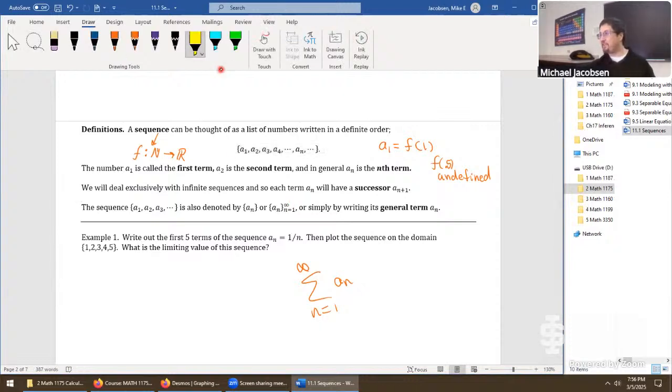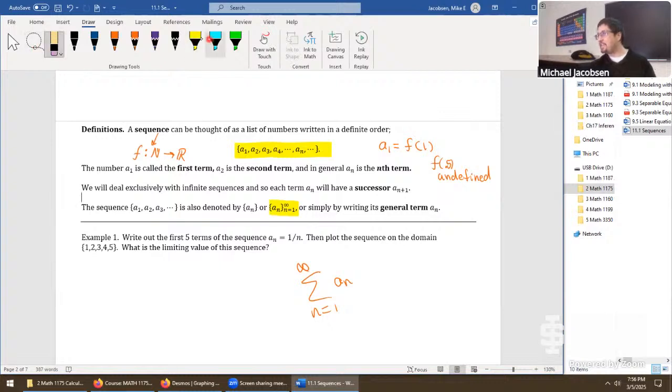So already this is kind of convoluted, right? That's why we're spending some time here. You can indicate your sequence like this. List out the terms. You can indicate it this way, specifically saying where it starts, where it ends, or does not end if it's infinite.